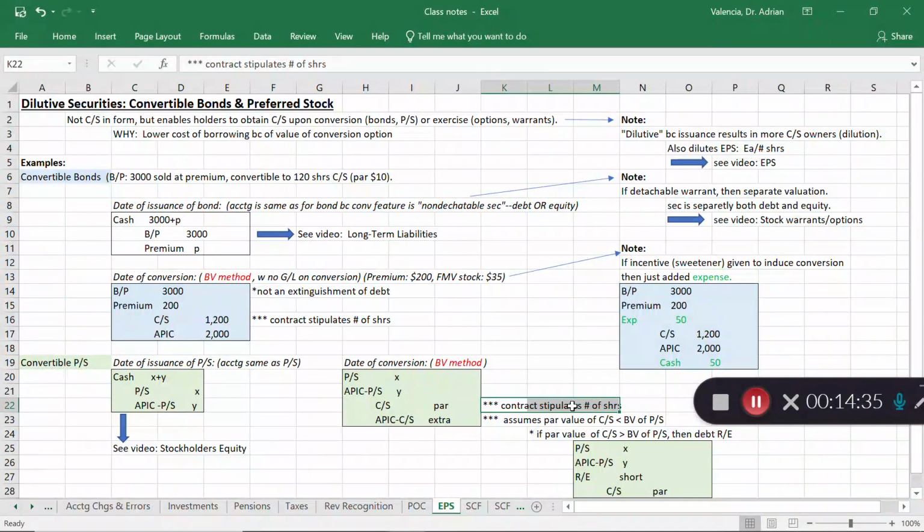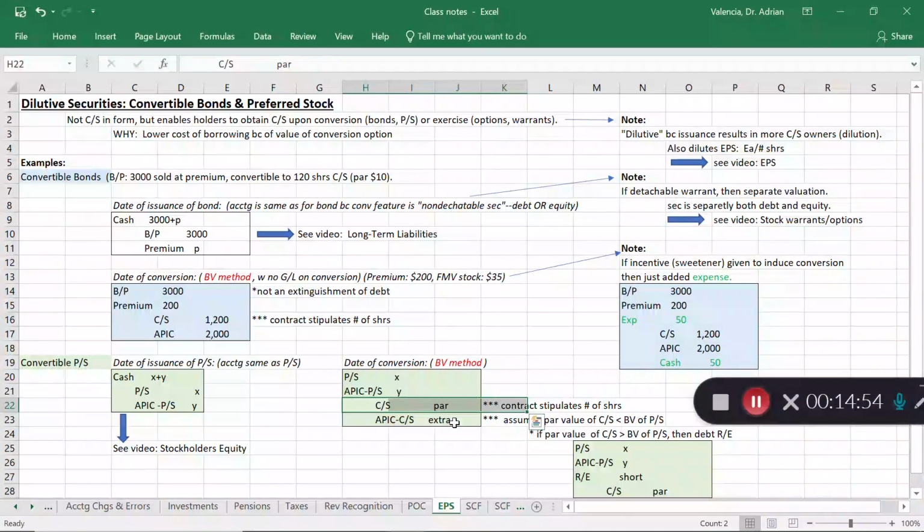All right. Again, I want to make it clear that the contract stipulates the number of shares that are going to be issued, right? So in the bond example, I said convertible to 120 shares, right? In the preferred stock, since we're not putting in numbers, you would have the same thing. It would tell you how many shares are going to be issued. So you would put the par amount here and then any additional amounts into APIC.